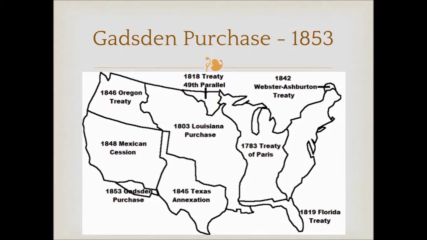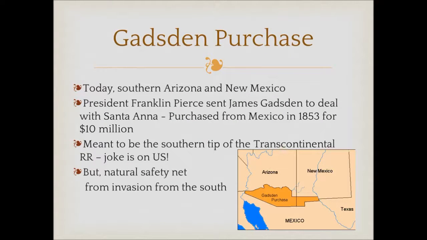So we have everything here on the map now except for that pesky little 1853 Gadsden Purchase. So we're almost done. Hang in there with me. I know you're tired of hearing me talk, but we're almost there. So, the Gadsden Purchase. Today, see here on the map, it is southern Arizona and New Mexico. So President Pierce, we're done with Polk, President Pierce sends a man by the name of James Gadsden to deal with Santa Anna. Yes, he's still alive.